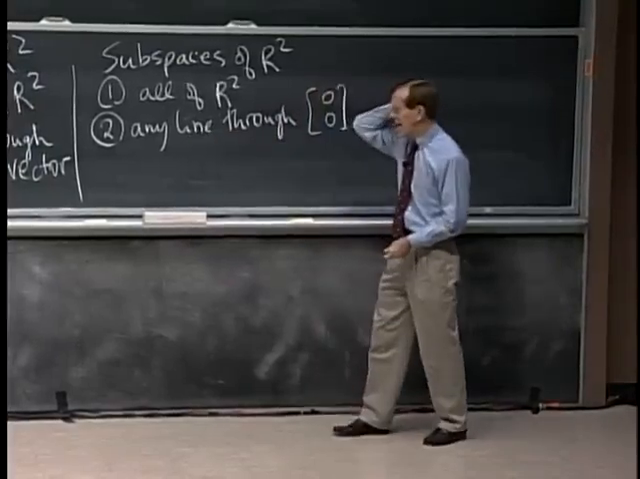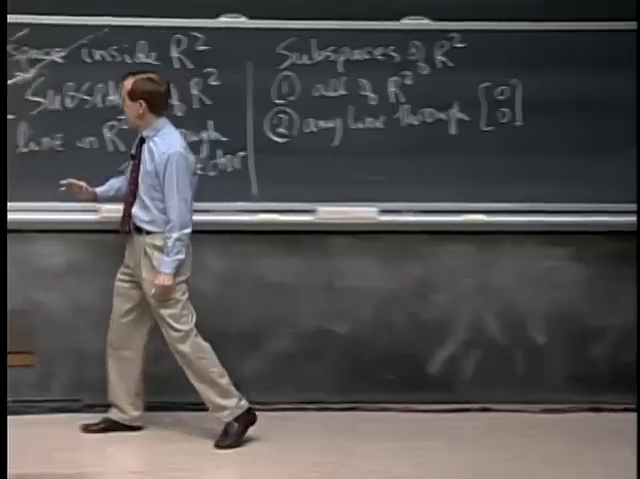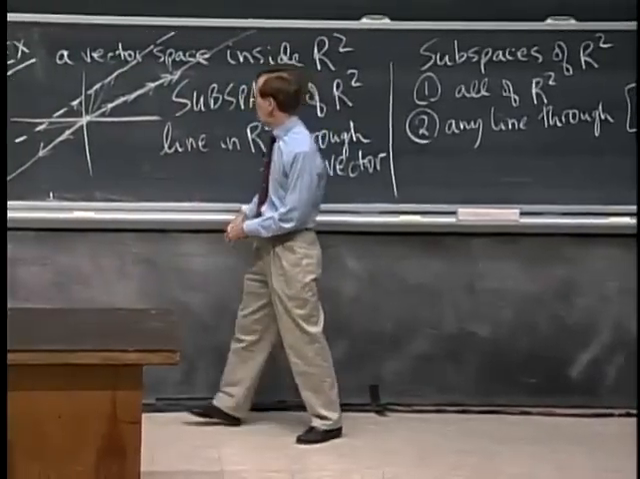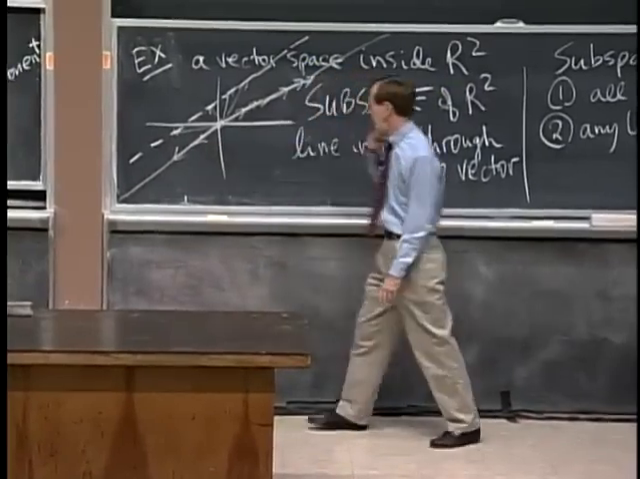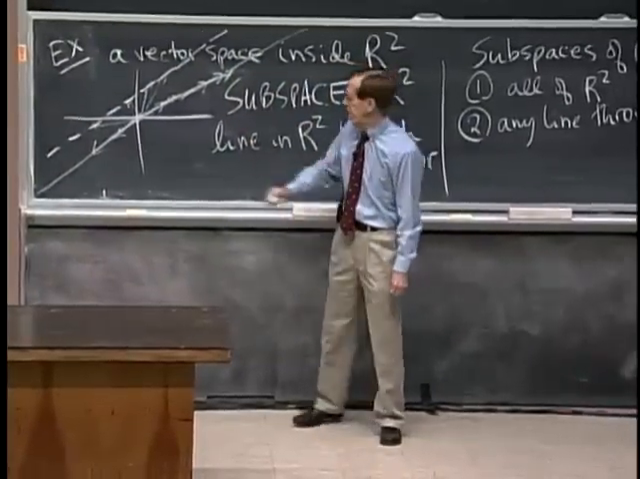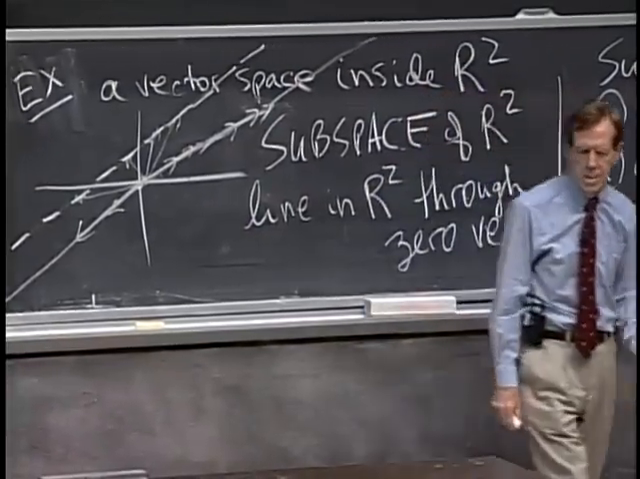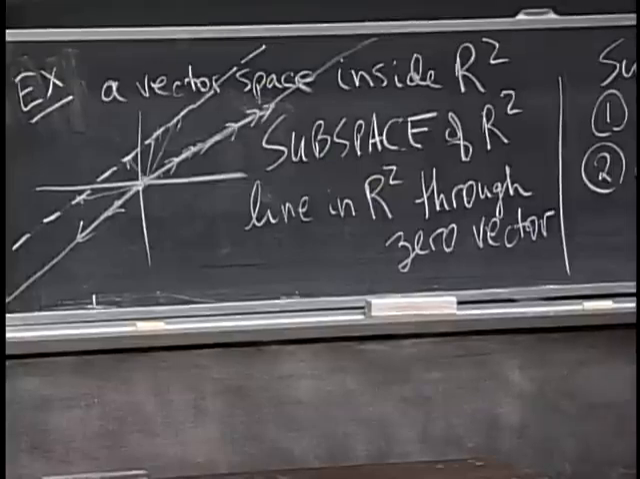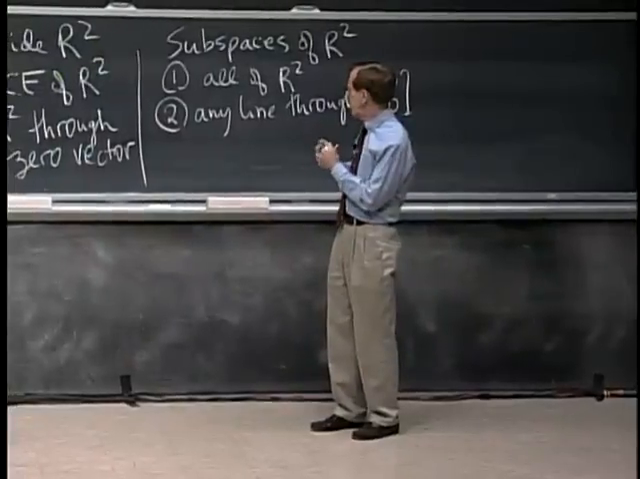Is this line the same as R1? No. You could say it looks a lot like R1. R1 was just a line, and this is a line. But this is a line inside R2. The vectors here have 2 components. So that's not the same as R1, because there the vectors only have 1 component. Very close, you could say, but not the same.